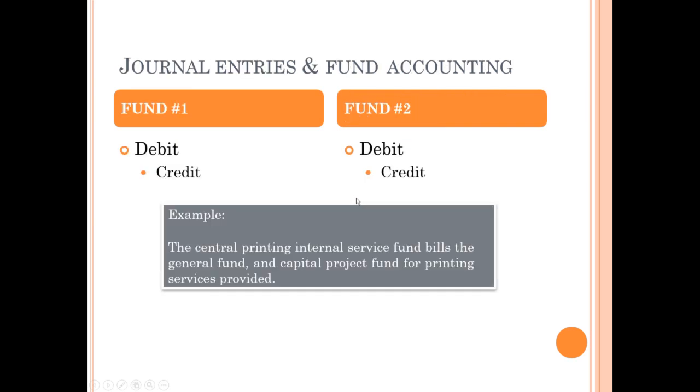Let's go ahead and take a look at a couple of journal entries. In this example, we're talking about a central printing fund, in which case it's an internal service fund, and it's going to bill to other funds, which are both governmental type funds, the general fund and capital project fund. What we must keep in mind when we're dealing with governmental fund accounting is every fund must have both a debit and a credit when there is interfund activity.